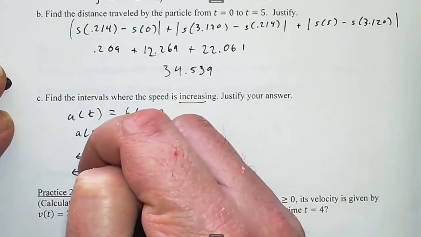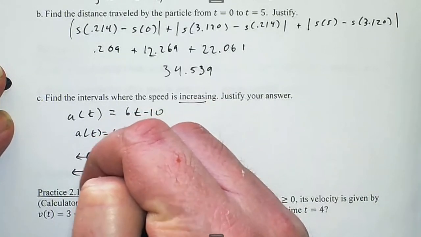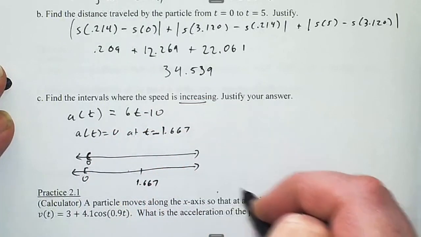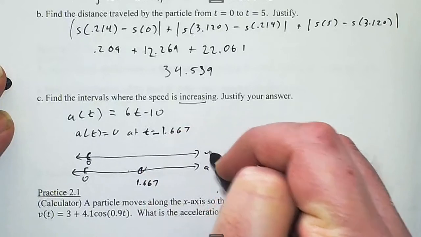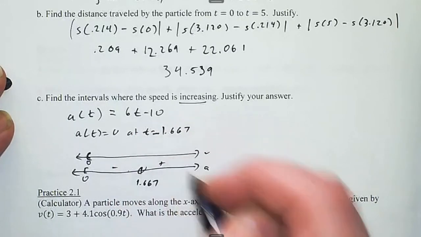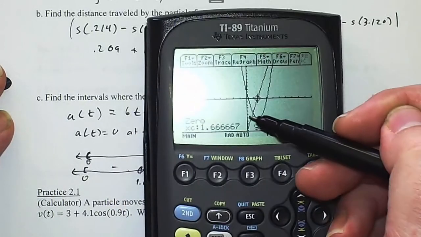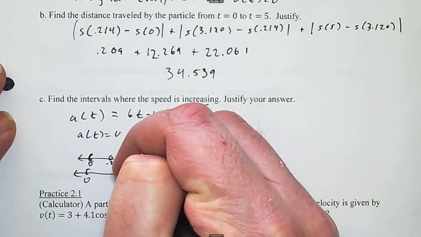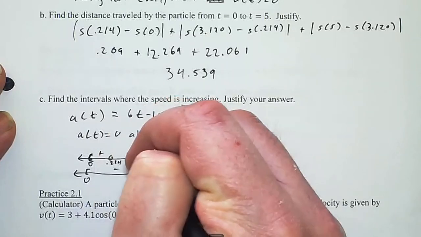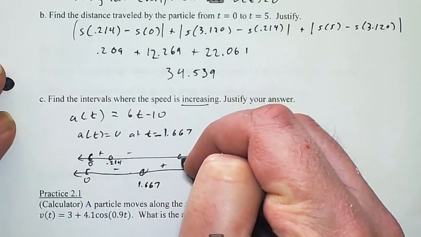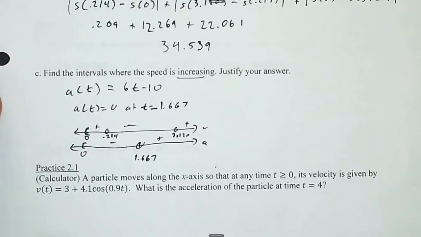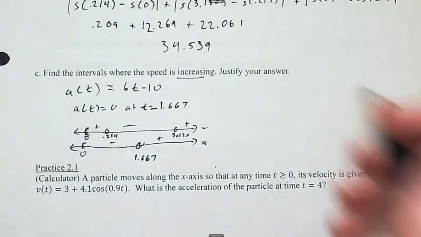We can see that we have an endpoint at 0 at 1.667. The acceleration changes from negative to positive. You can see on the graph it was negative, then positive. The velocity changes at 0.214 from positive to negative, and then changes back at 3.120 to positive again. Where the signs are the same is when this particle is speeding up.